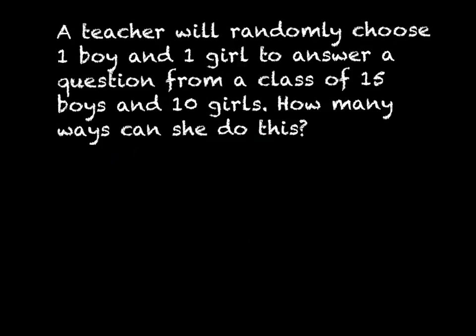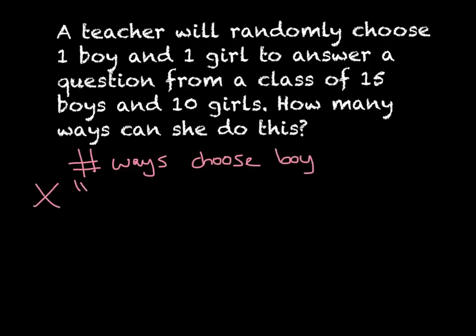A teacher will randomly choose 1 boy and 1 girl to answer a question from a class of 15 boys and 10 girls. How many ways can she do this? Now, we're going to have to use the fundamental counting principle for this by doing the number of ways she can choose a boy, and we're going to multiply that by the number of ways she can choose a girl.